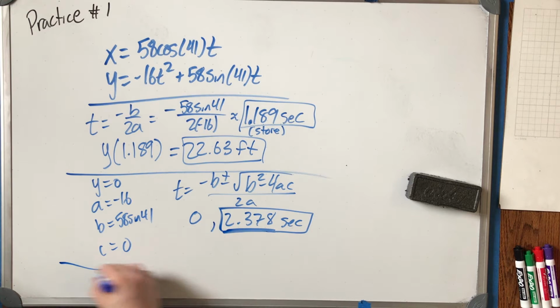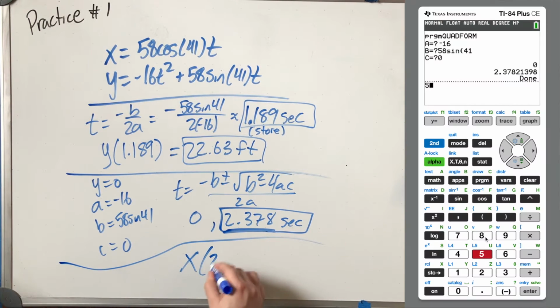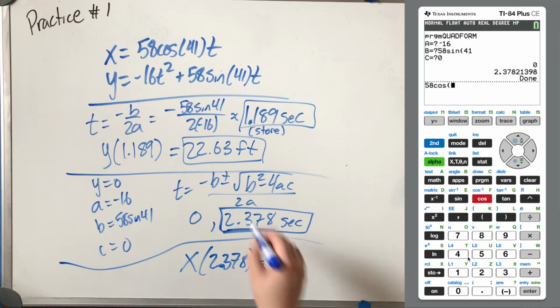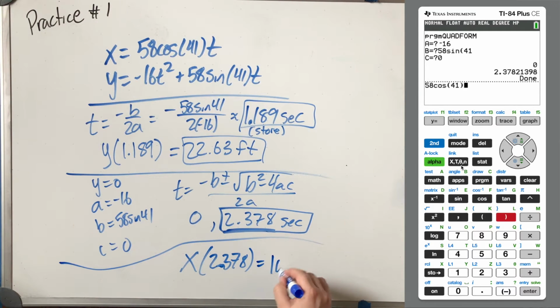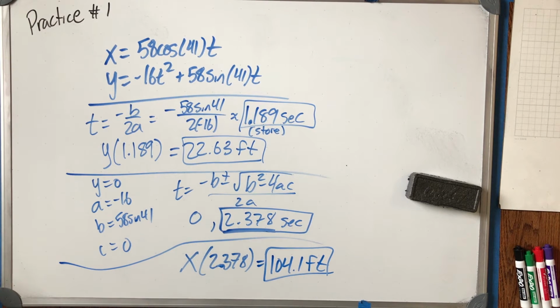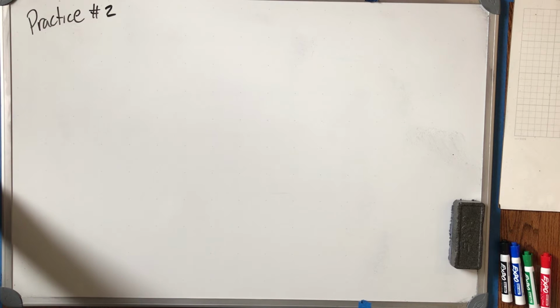The next question asks how far in the horizontal direction this thing will travel. So I'm just going to do x at that value, using the stored value in the calculator and plugging in what the x equation is, and I get 104.1 feet. And there you have it. That is practice 1.